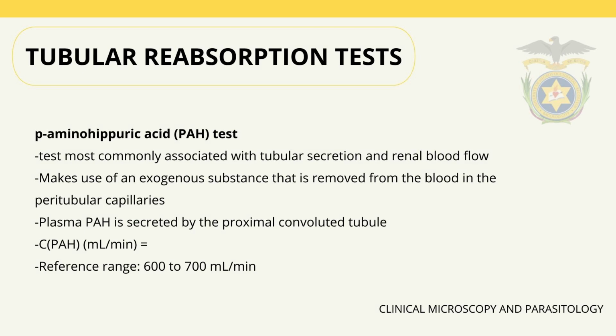It is a test that is most commonly associated with tubular secretion and renal blood flow. It makes use of an exogenous substance that is removed from the blood in the peritubular capillaries. Plasma PAH is secreted by the proximal convoluted tubule, and the reference range is 600 to 700 ml per minute.